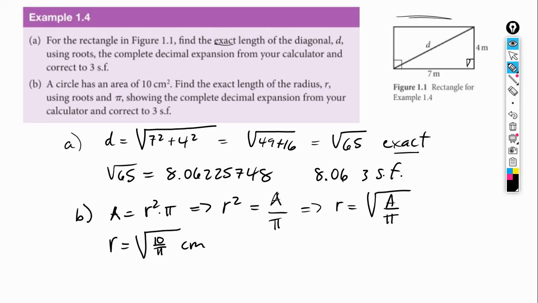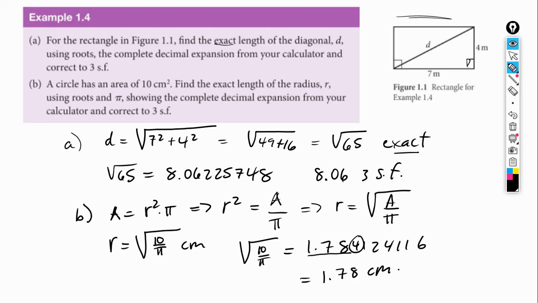Then it says, well, how about the complete decimal expansion? So we would have to expand the square root of 10 divided by pi. And that's going to give us quite a long expansion, like 1.784124116. And then it says round to 3 significant figures. So up to here, we don't have to round up because the next digit is a 4. So it would be equal to approximately 1.78 centimeters. Let's not forget the units.